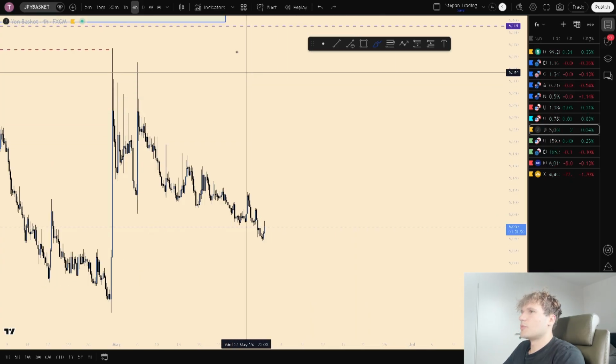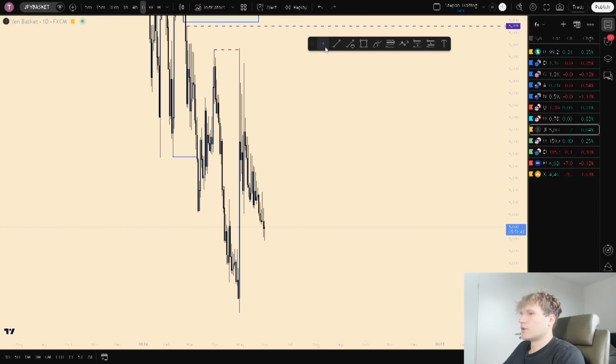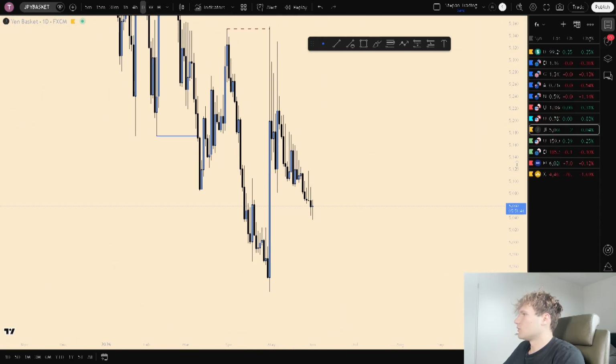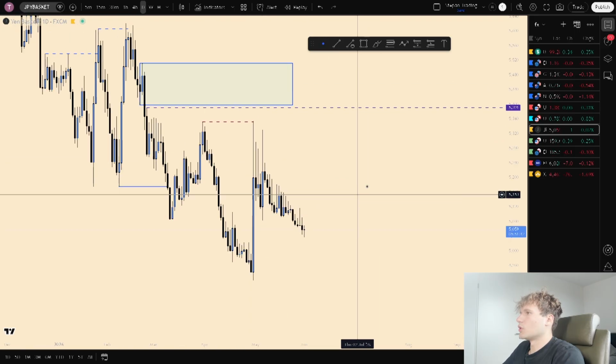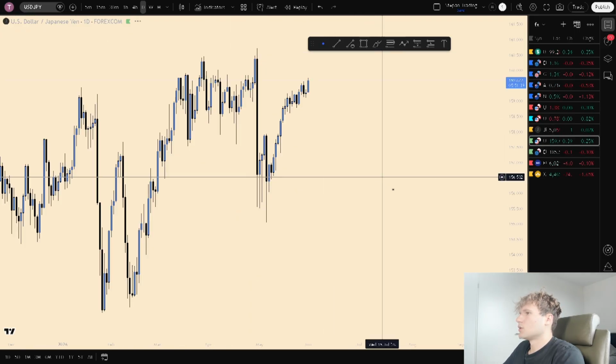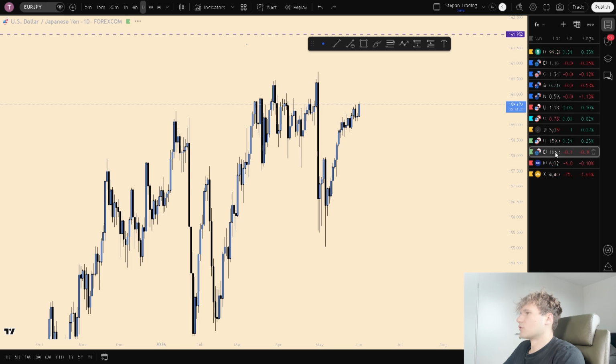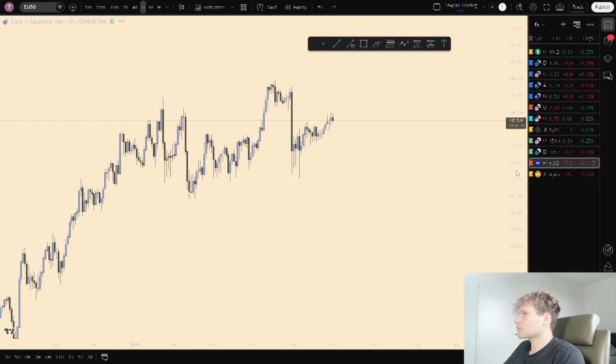Then Japanese yen right now doesn't look too clean. It's just consolidative after the intervention. We need more development on this one. Same with USD yen and Euro yen, doesn't move clean.